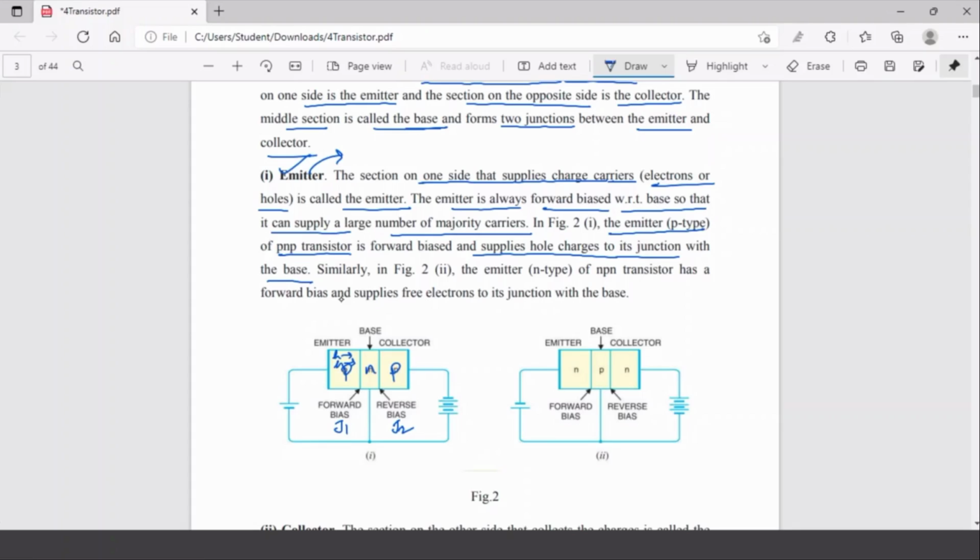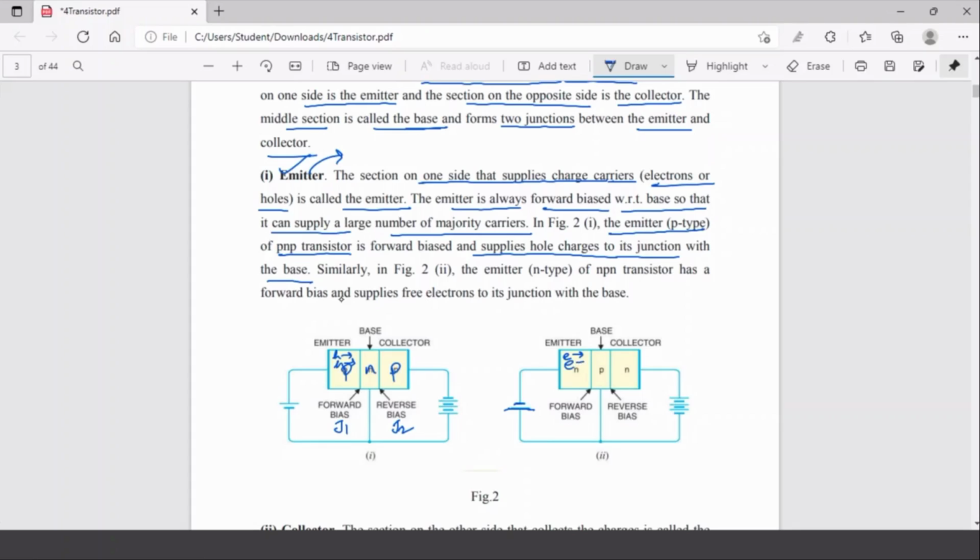What is this emitter doing? Emitter base region should be forward biased. Now since it is N, it is connected to negative. It is P, it is connected to positive. The polarity has to be like this for an NPN transistor. In this particular case, what are the charge carriers which are actually emitted by this emitter region? It is the electrons, right?